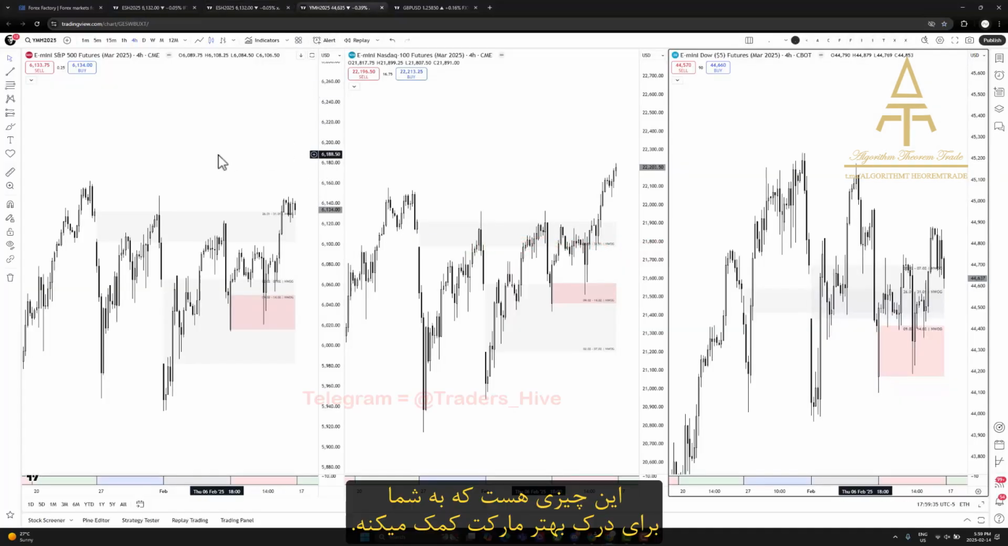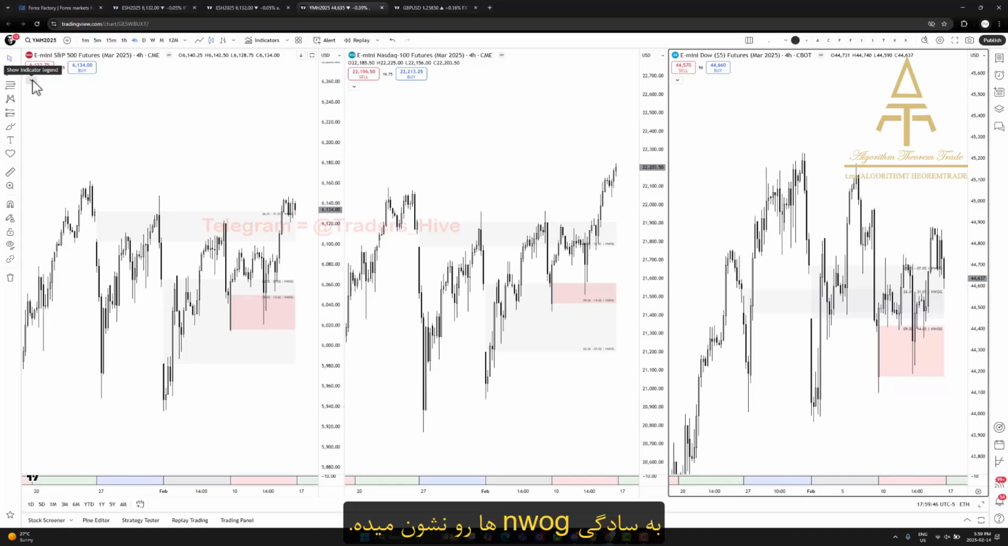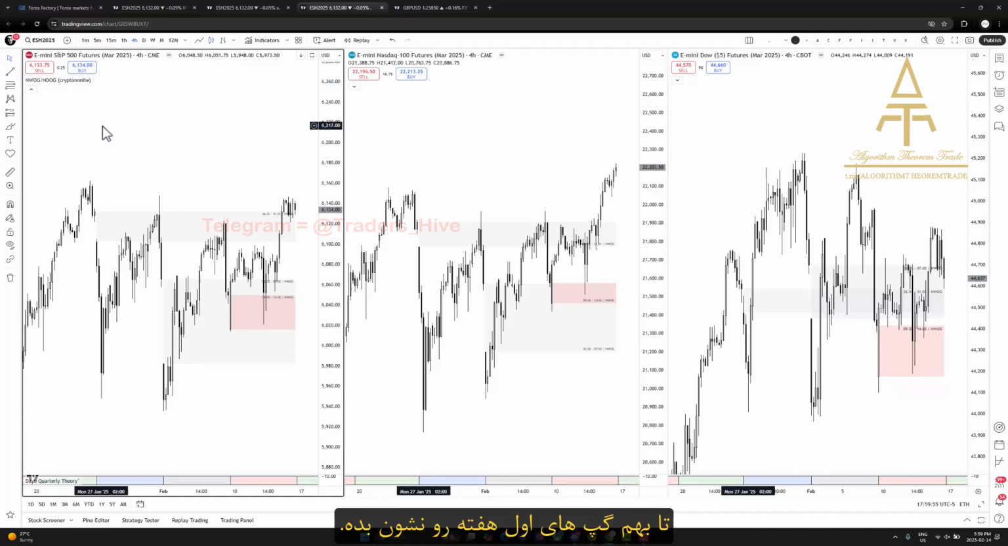Now, this is something that will help you to understand how the market moves better. It's pretty simple. These are new week opening gaps. This is the indicator that I usually use. So I have a specific template which just has new week opening gaps, nothing else. No markings looking for SMT or anything like that.